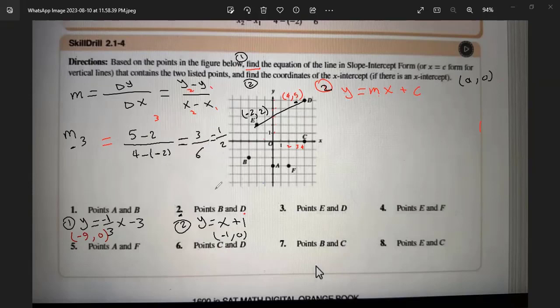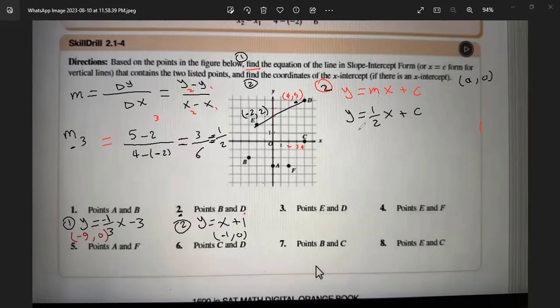Check it, please. Any mistakes in figures, please tell me. The scientific method is 100% right, okay? Check plus, minus, and if there are any mistakes, please tell me to update it. So it should be 3 halves here, okay? 5 minus 2 is 3, 4 minus negative 2 is 6, 3 over 6 is half, so y equals half x plus c.